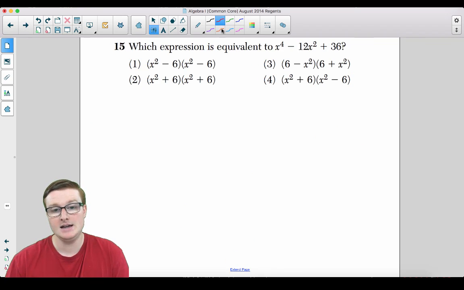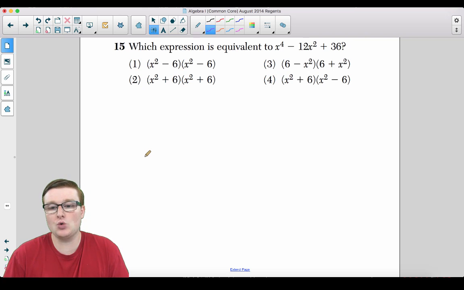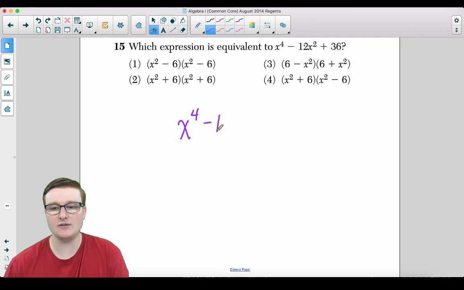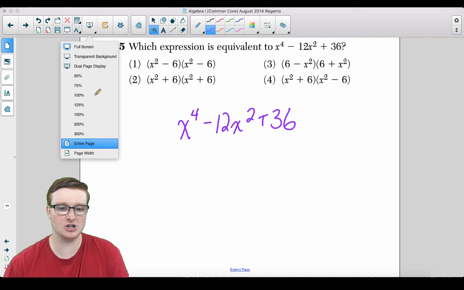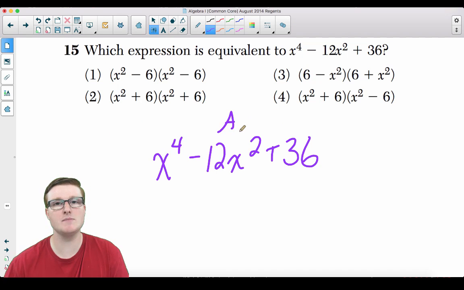Moving on. 15 says, which expression is equivalent to x to the 4th minus 12x squared plus 36? So you need to know how to factor this. This is just a very typical factoring question of what adds to the middle linear term and what multiplies to give you the constant term.